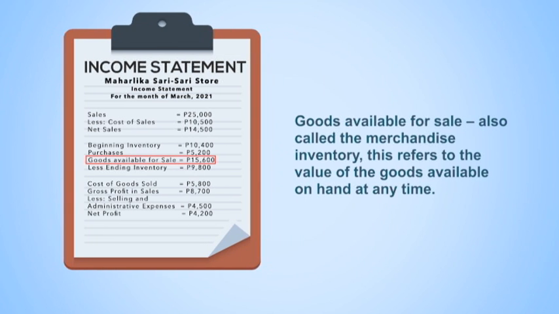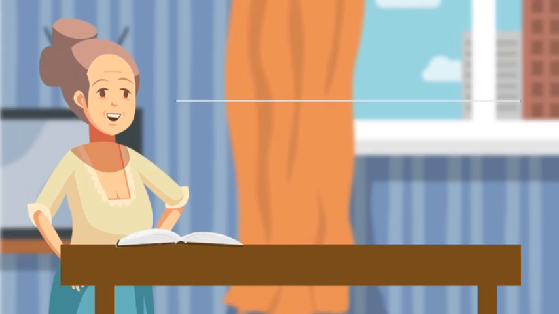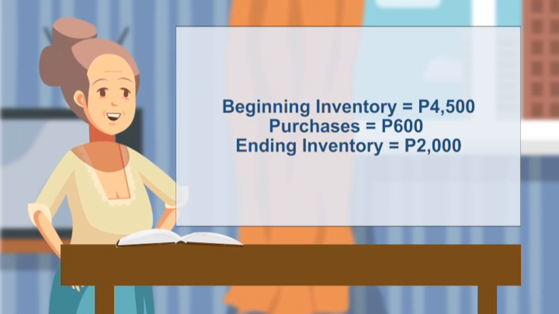Goods available for sale. Also called the merchandise inventory, this refers to the value of the goods available on hand at any time. This is computed as goods available for sale equals beginning inventory plus purchases. How much is Pasing's goods available for sale if her beginning inventory equals 4,500, purchases equals 600, and ending inventory equals 2,000?